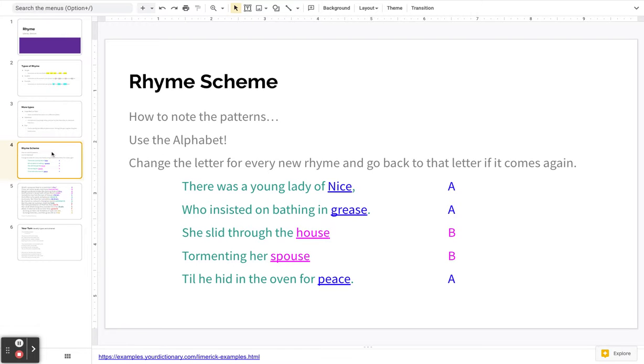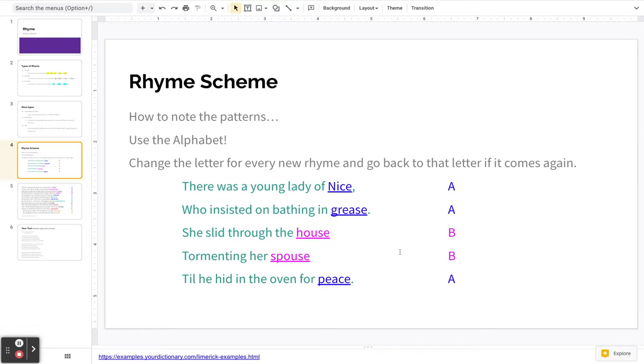And then the other thing, the one that's a little bit more important on this lesson, is the rhyme scheme. So you're going to use the alphabet to note patterns. You change the letter when you're measuring this for every new rhyme. So you'll see here I have A, and I've color coded and underlined. And this, by the way, is Nice, as in the town in France. So there was a young lady of Nice who insisted on bathing in Greece. She slid through the house, tormenting her spouse till he hid in the oven for peace.